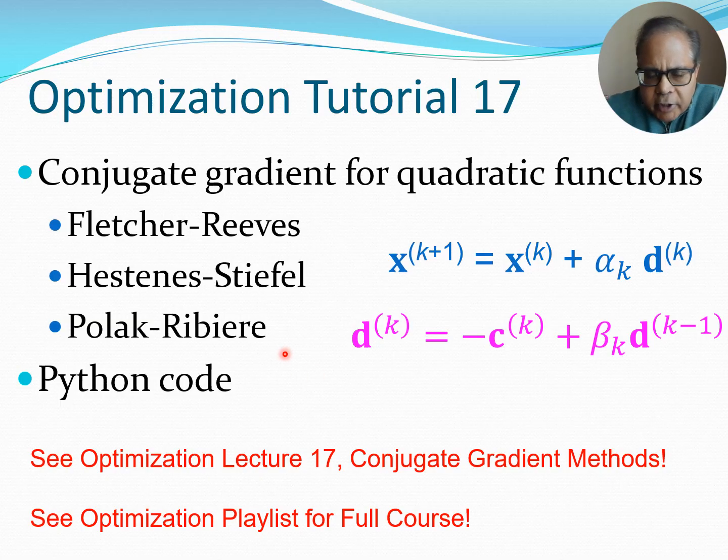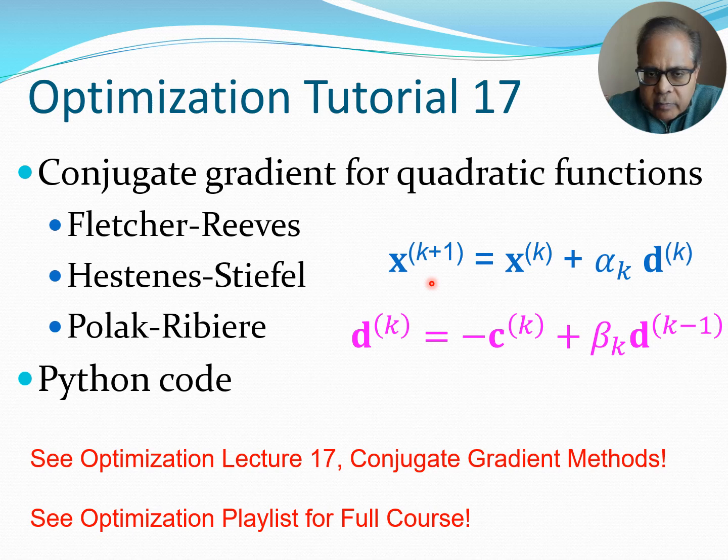Now in today's tutorial we are going to cover three different conjugate gradient methods. These are Fletcher-Reeves, Hestenes-Stiefel and Polak-Ribiere. We have discussed these methods before also in the previous tutorials, and today we are going to look at only quadratic function situations.